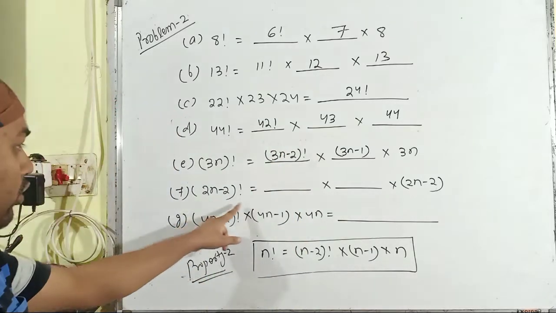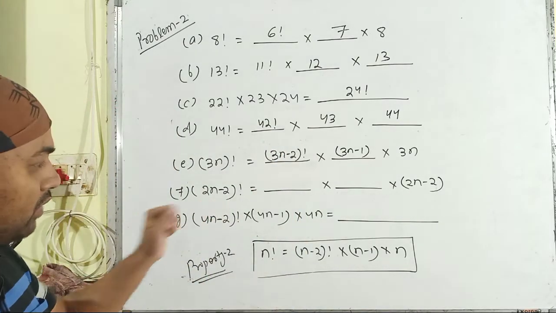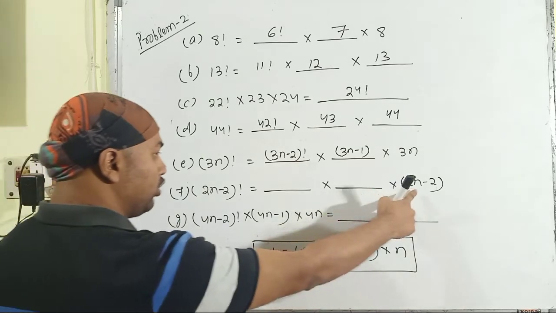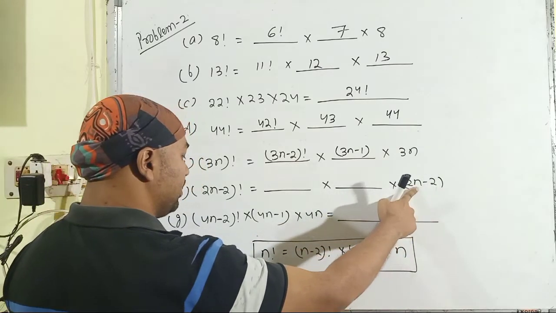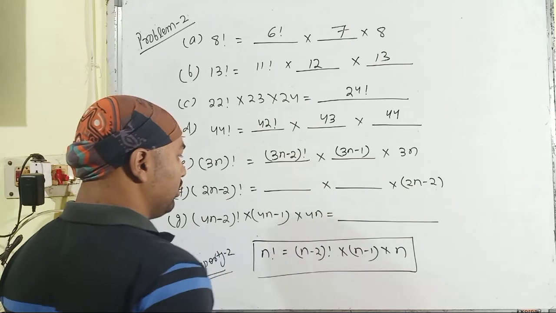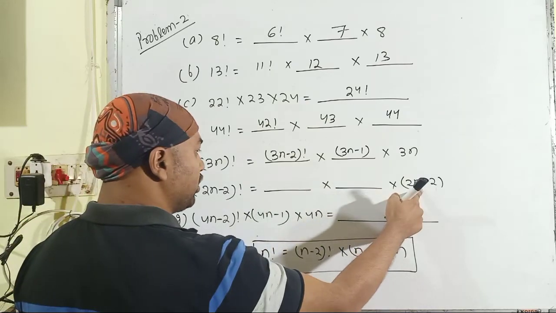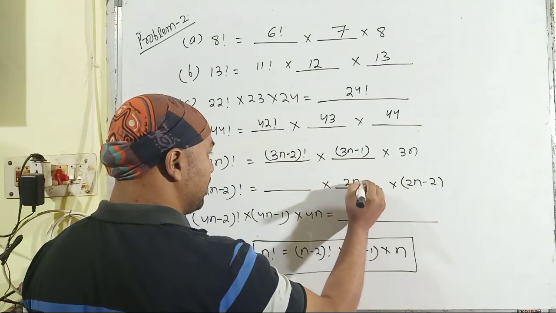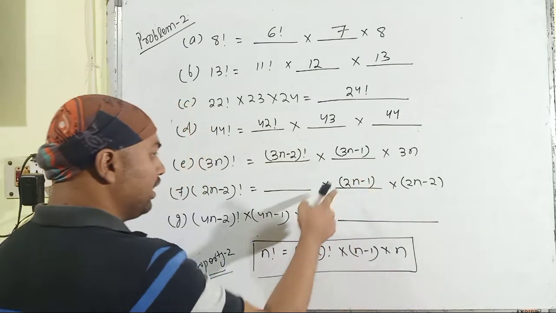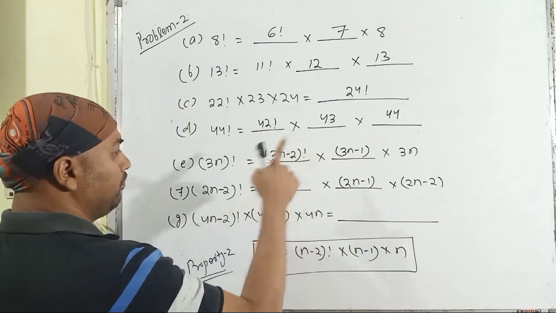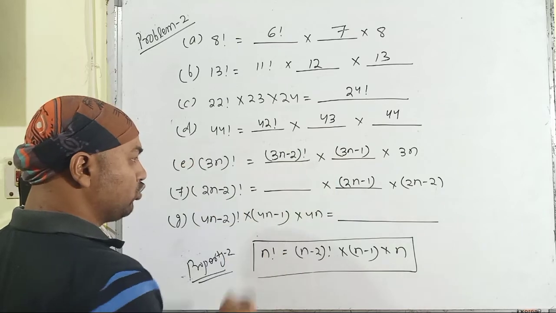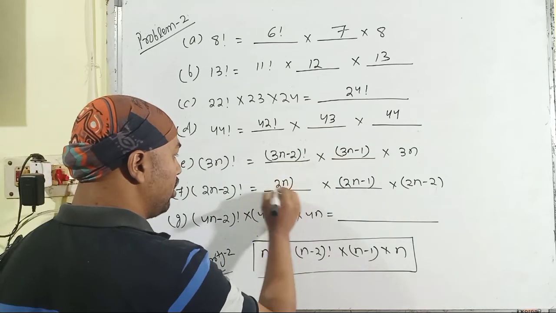Then factorial of 2n minus 2 can be expressed as follows. Here 2n minus 2 is already given, and we just have to write down the rest of the terms. The next term after 2n minus 2 is 2n minus 1. Then the factorial of the next term after 2n minus 1, that means factorial of 2n.